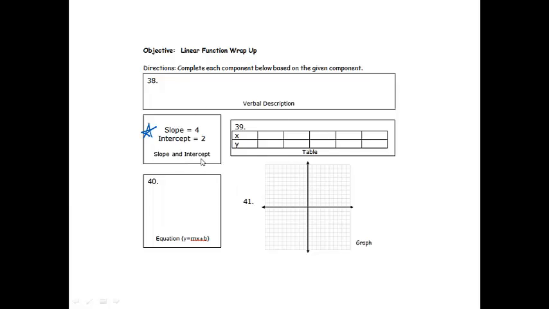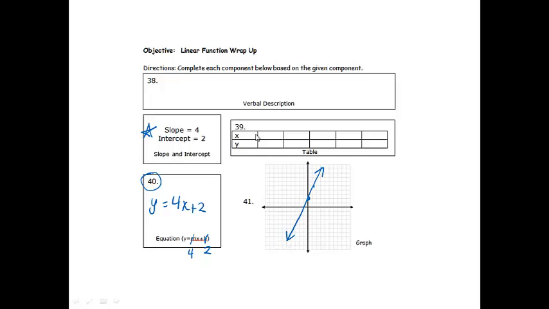You can start anywhere. I prefer to start probably at the equation if I know the slope and the intercept. I know my m is 4 and my b is 2. So my equation is going to be y equals 4x plus 2. Next thing I think I'll go is go to my graph because I know to start with the number without the x. So I'm going to start at 2, and my slope is 4, which means I need to go up 4 over 1. So there's my graph.